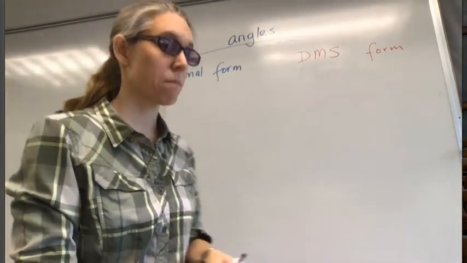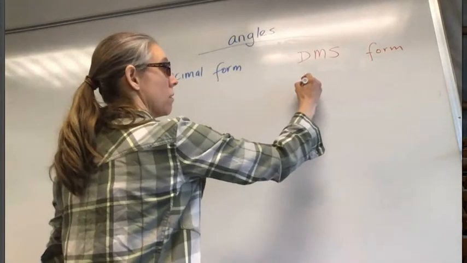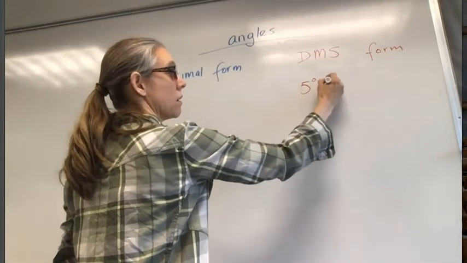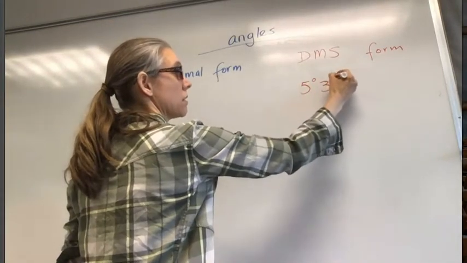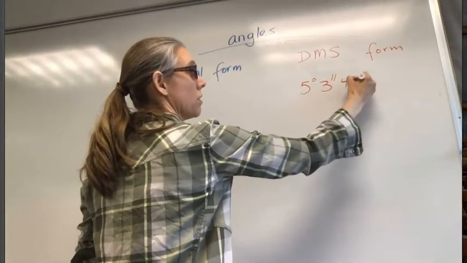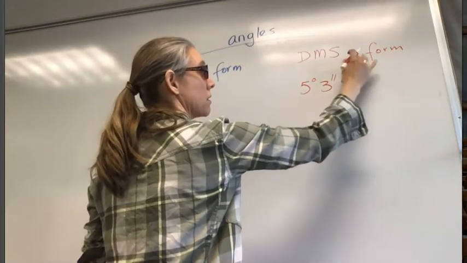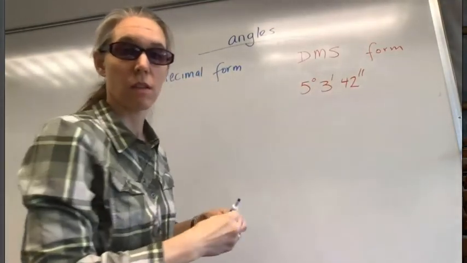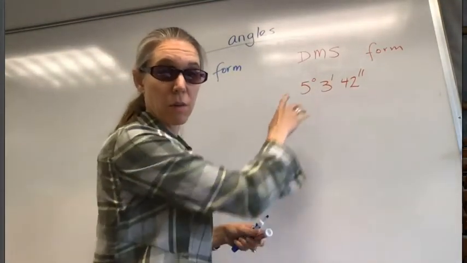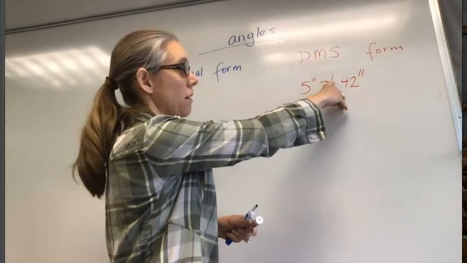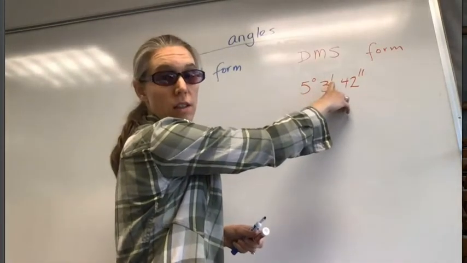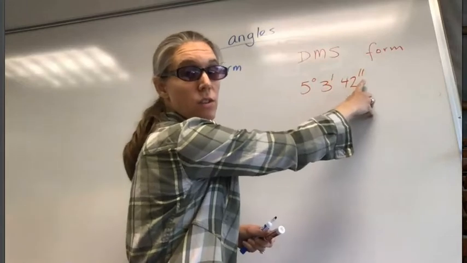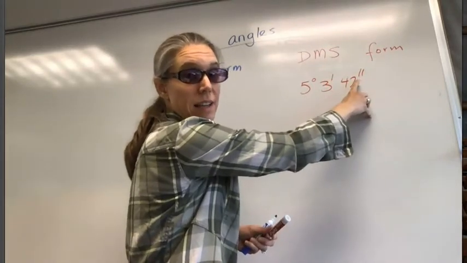Suppose you had 5 degrees, 3 minutes, and 42 seconds. Okay, so here's the notation. The degree symbol you should already be familiar with. But when you have 1 notch, that would be minutes, and 2 notches is seconds.